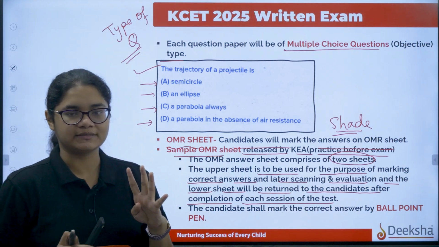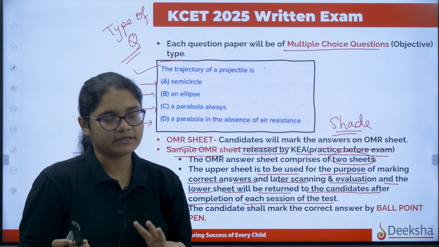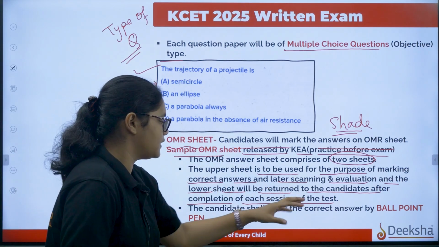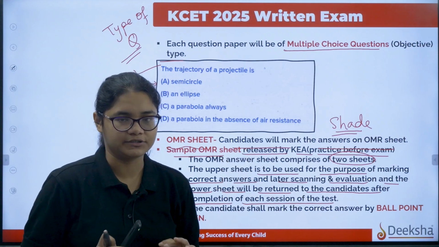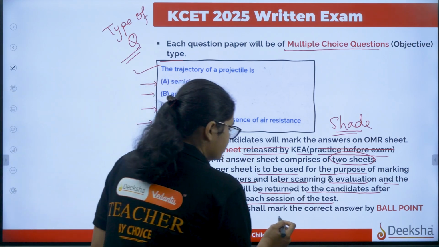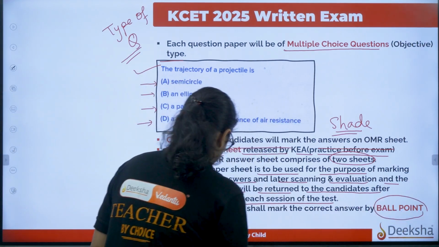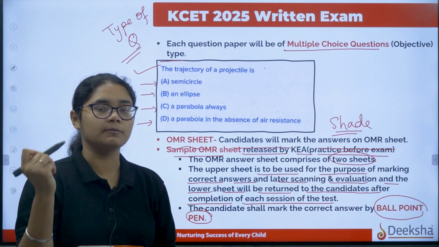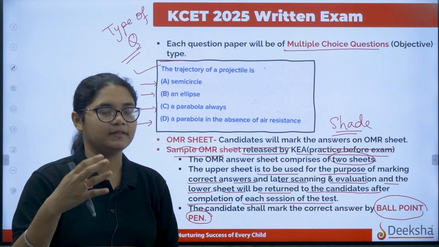So there will be 4 exams. You have to select your subject accordingly, and each time you will be getting the lower portion of the OMR sheet. Next, the candidate shall mark the correct answers by ballpoint pen. So this is also important. You should use ballpoint pen only to write in the exam.